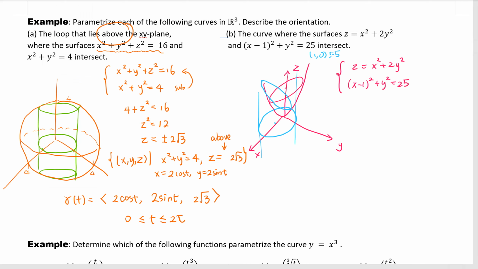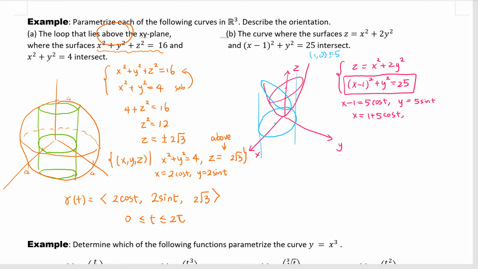Okay, and how does it work? In this case, we cannot really use the substitution method, but let's focus on this guy. This is a circle, right? We know how to parameterize this circle. We have x minus 1 is 5 cosine t, y equals 5 sine t, and then x is 1 plus 5 cosine t. Okay, now we have x and y as functions of t, and then look at z.